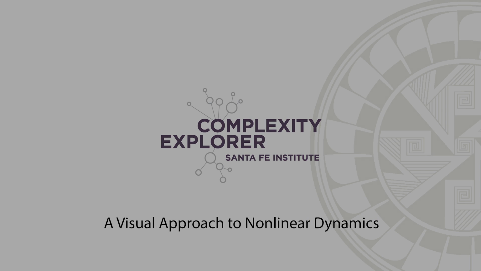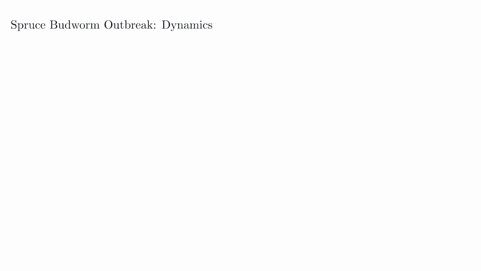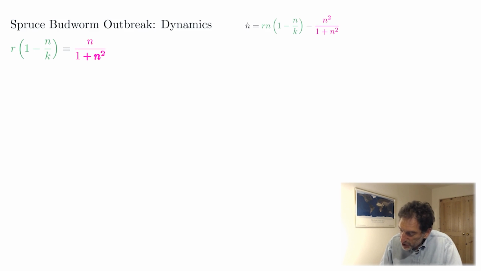So the goal is to find the non-trivial fixed point of this dynamical equation, which is determined by the condition that R(1 − n/k) is equal to n/(1 + n²). I mean, this is in general a cubic equation, and so the solution to it is kind of messy. So once again, geometric tools are much more useful to get a basic understanding of the system.